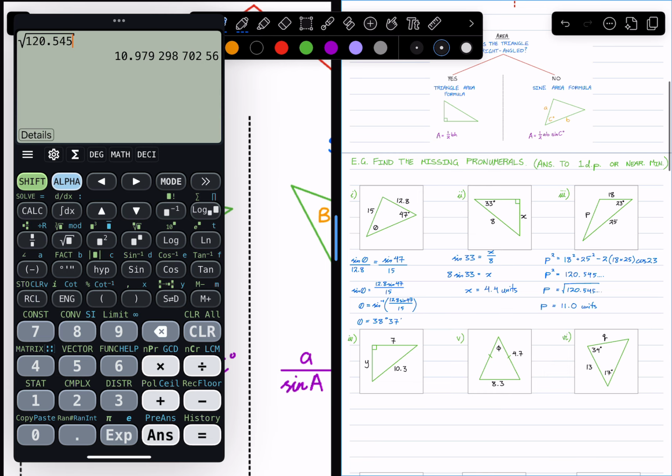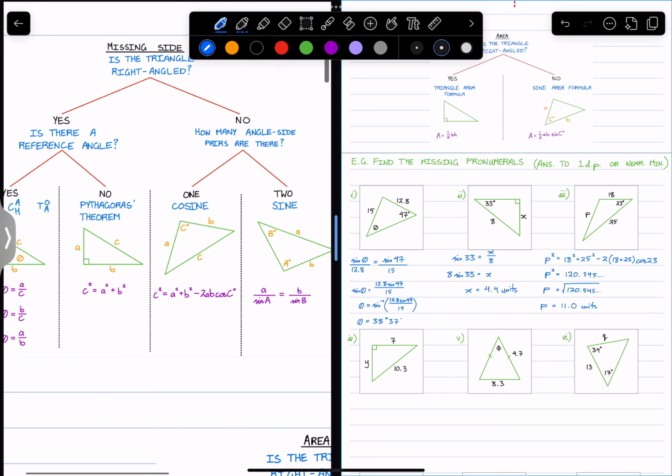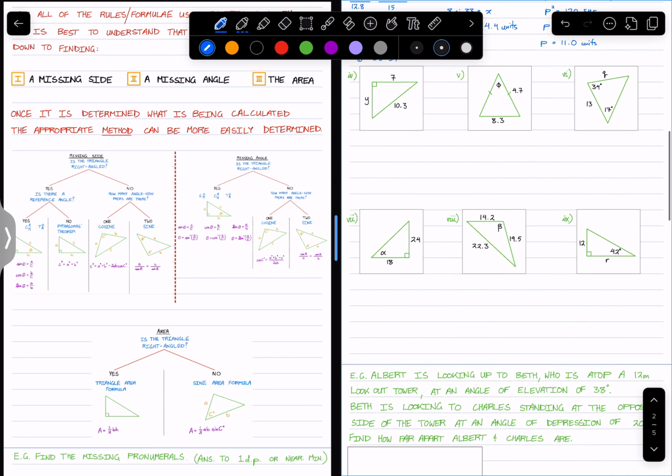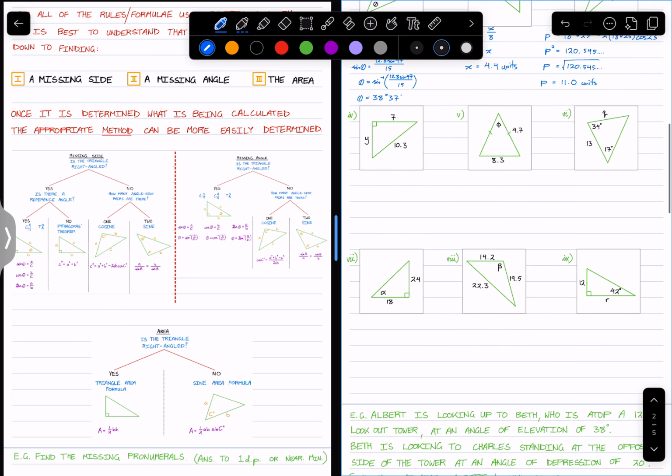So I hope that's already giving you an insight into how we can use this flowchart to determine which formula to use.